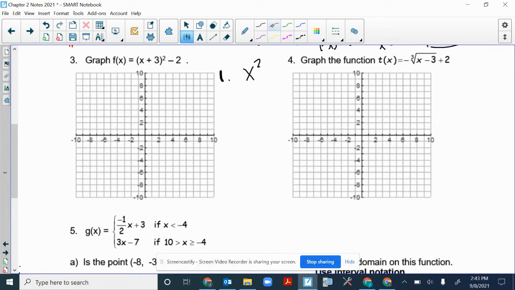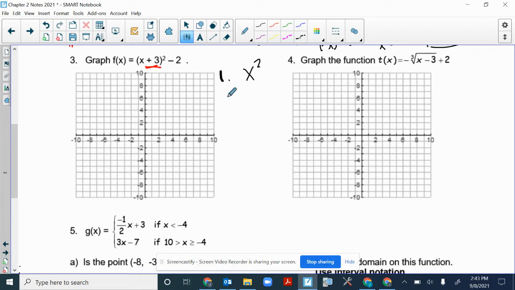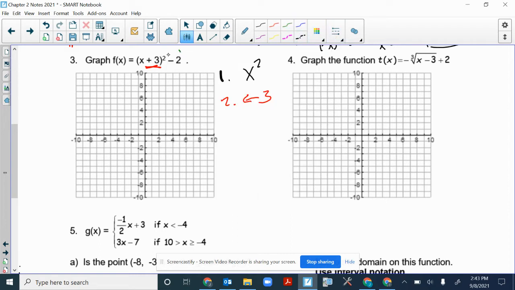Then, starting from the inside and working your way outside, that plus 3, because it's with the x, it's a horizontal change, which means it's left and right, but then it's the opposite of what we would normally think on a number line. So plus 3 would actually mean left 3, and then the minus 2 at the very end tells us, because it's not with the x, it's a vertical change, and it is how we would think it would be, where it is down 2.